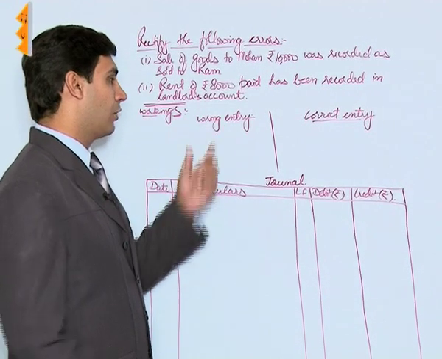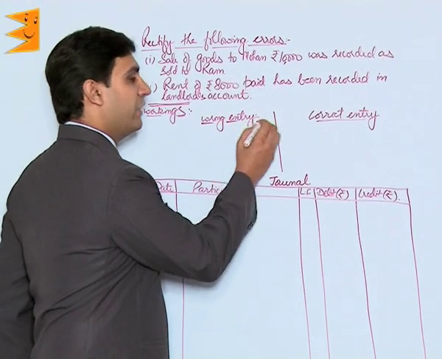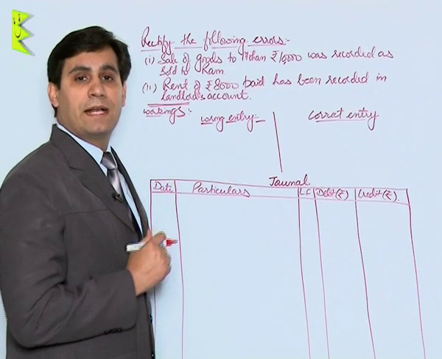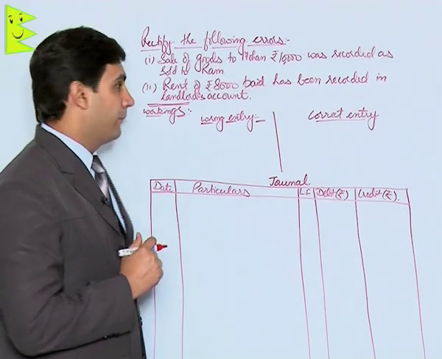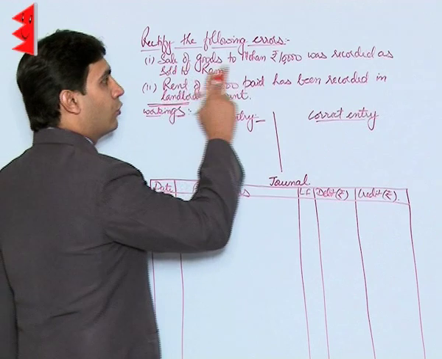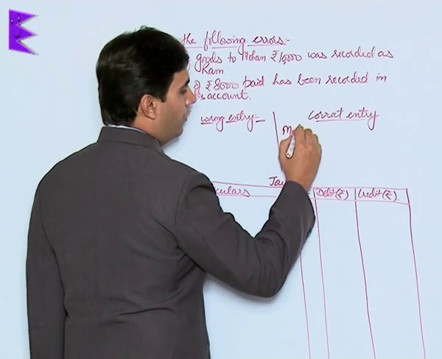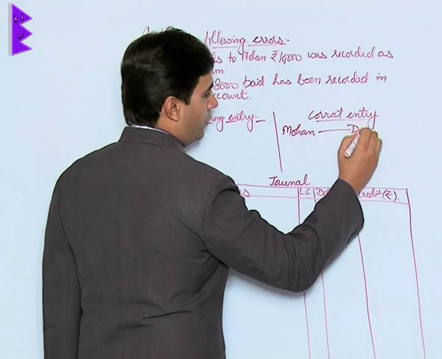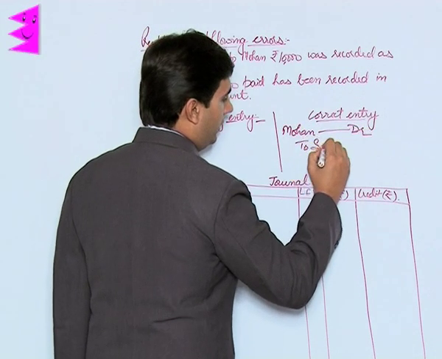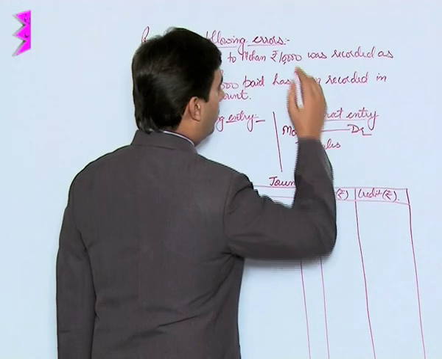We'll first make a wrong entry. That is, we'll identify what wrong has been actually done in this entry. Now, goods were sold to Mohan. So, correct entry should be Mohan account debited to sale. It should be Mohan to sales and the amount would be 10,000.